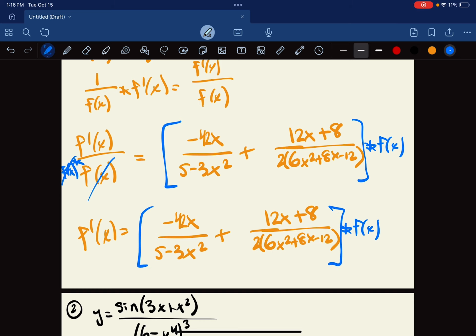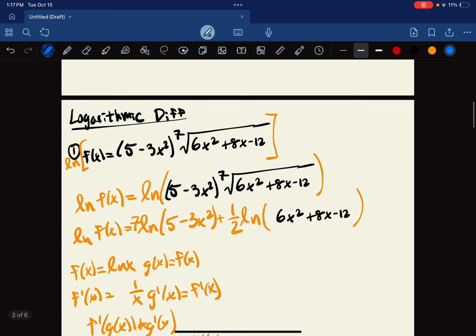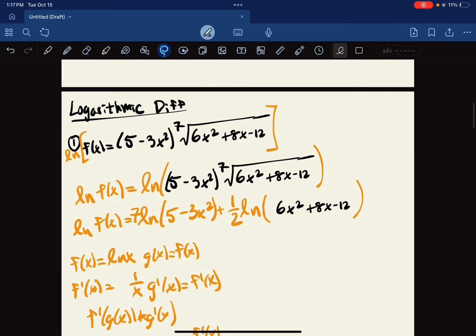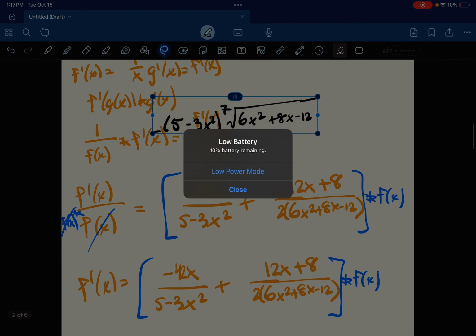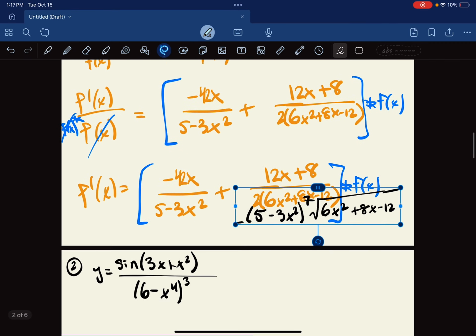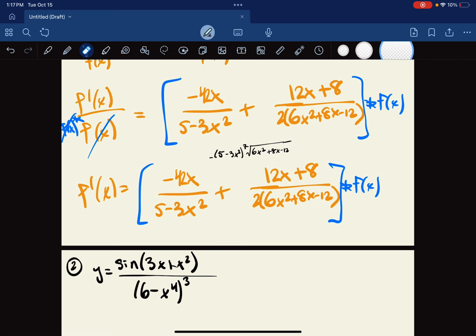So we're almost done. The only thing we need to do is go back and plug in our original function for f of x. We just literally copy and paste the original function that we were given. That becomes our new f of x.